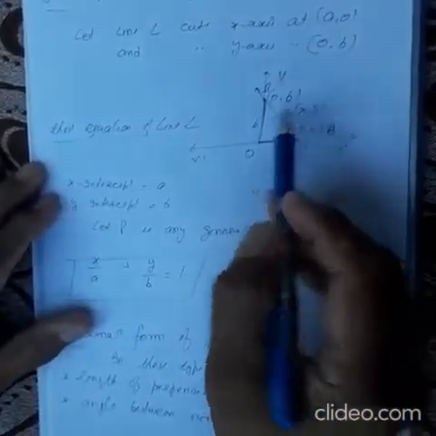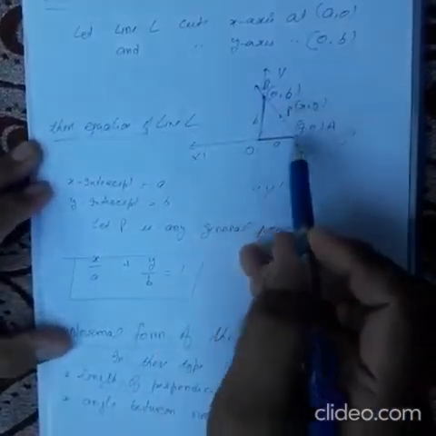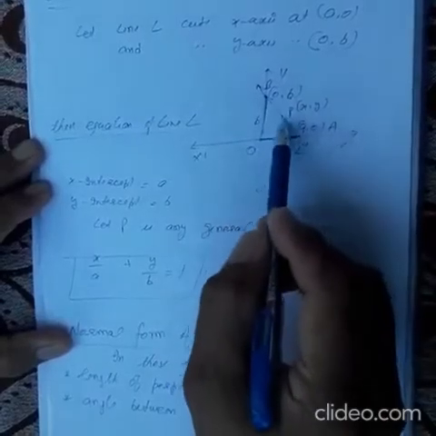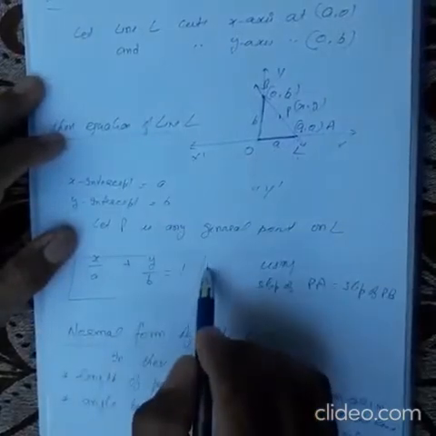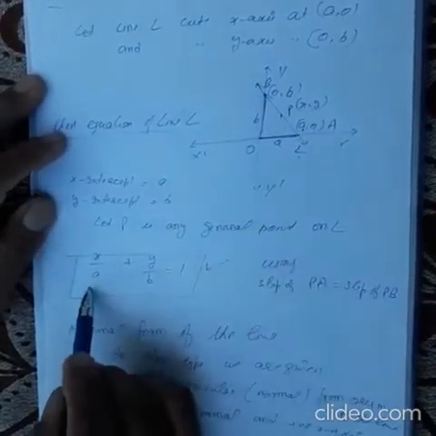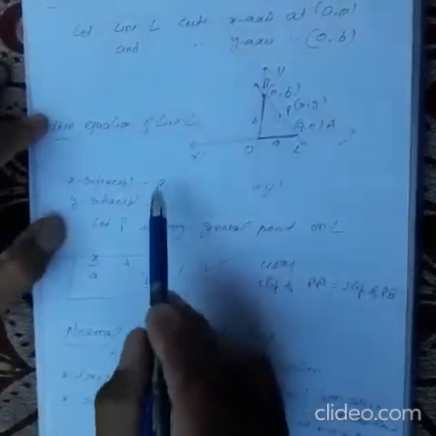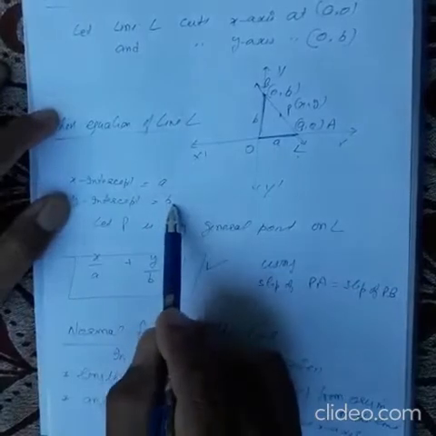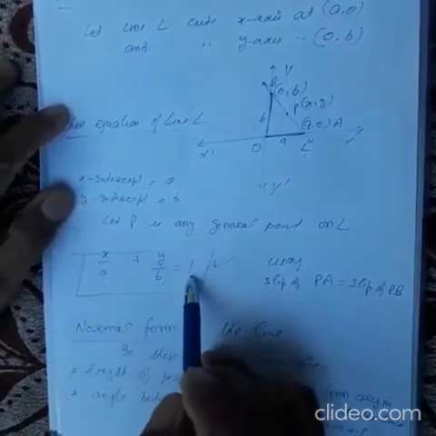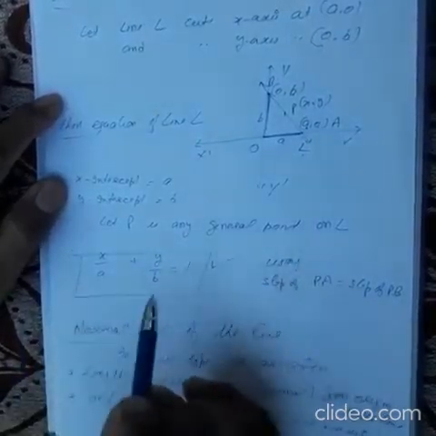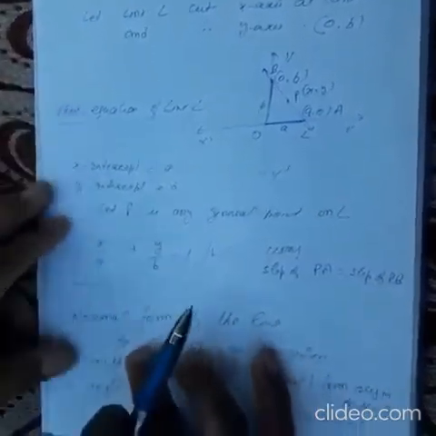if P is any general point on the line, P(x, y), then using the concept that P, A, B are collinear, it means the slope of PA will be equal to the slope of PB. So this is the formula that we will obtain, and we will use this formula directly. If you are given the x-intercept a and the y-intercept b, then you have to directly put the values here. x upon a plus y upon b is equal to 1. This is called the intercept form of the line. I hope this form is clear.